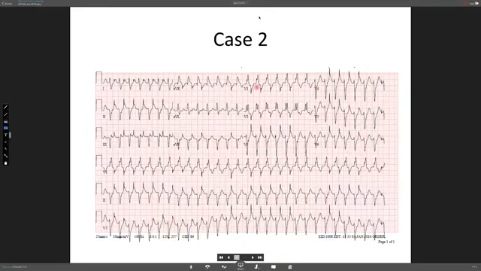So when we look at V1, you get the impression that there is R, then R prime. The second R does look bigger than the first R. You could still think this is typical, but when you look at your V6, you see that your R wave is so small and you have very deep S. So this is not in keeping with typical right bundle.